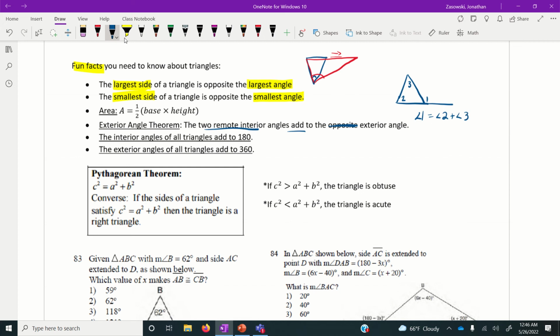All right, and the last two, remember that the interior angles of a triangle add to 180, and for any shape, always, the exterior angles add to 360.